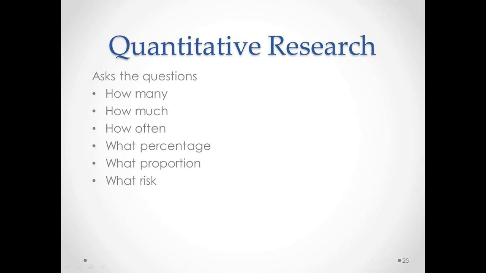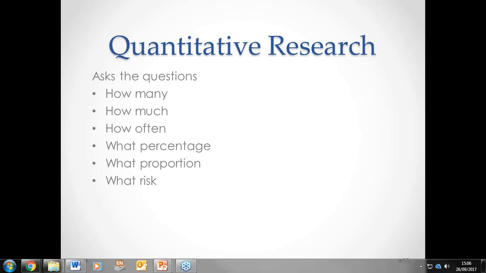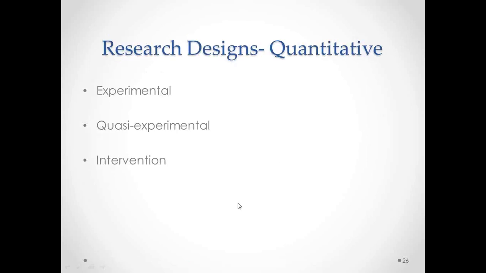Whereas with quantitative research methodology, we're coming from the other perspective, the positivist perspective. We're asking very, very different questions now. We're asking how much, how many, how often, what percentage, what proportion. We might look at risk factors. So you're asking a completely different question. We might use research designs which are experimental. I've used the phrase here quasi-experimental, and we might also use some sort of intervention evaluation.